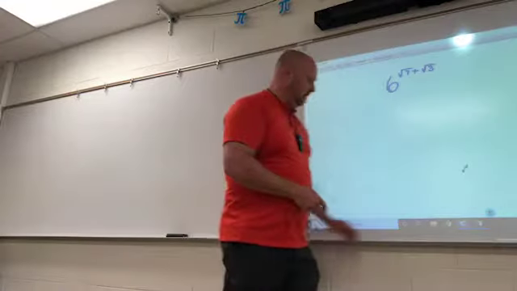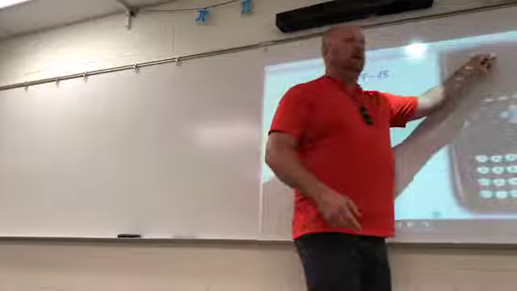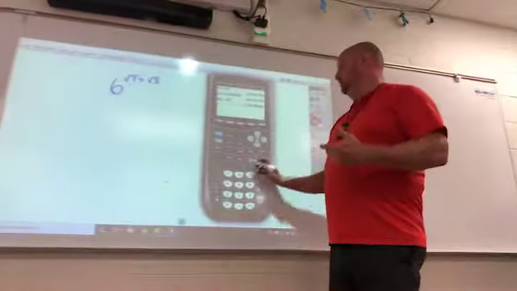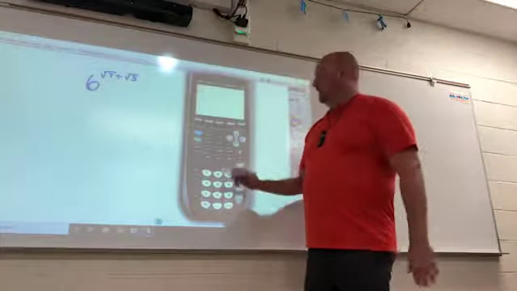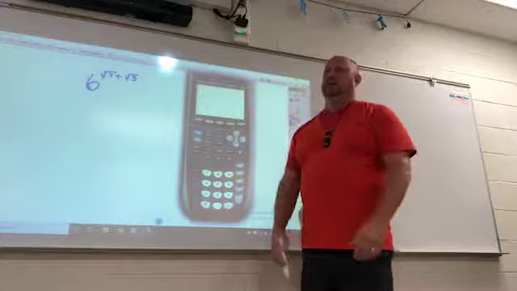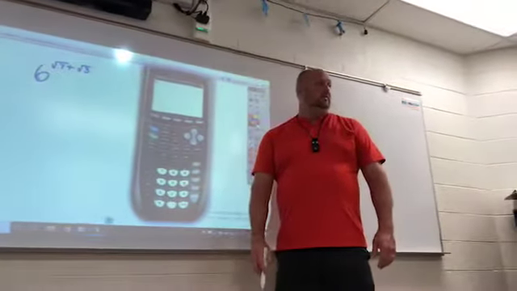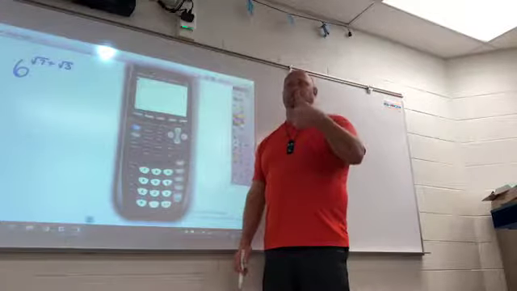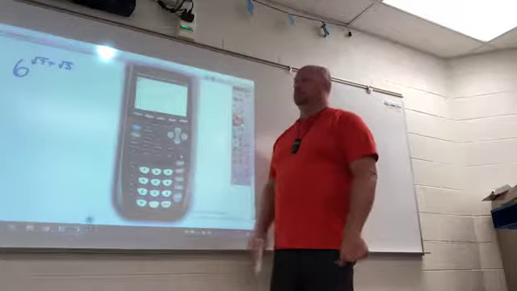If you have one of this type, these TI-84s have the operating system called MathPrint, which means you make it look exactly like that. That's the goal. So what would be the first button I would hit? 6, then what? I have to have my exponent. I have to move the cursor up into the exponent part, which is the up arrow above division. So I'd hit that exponent button.